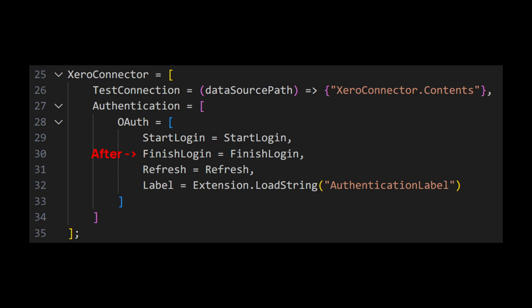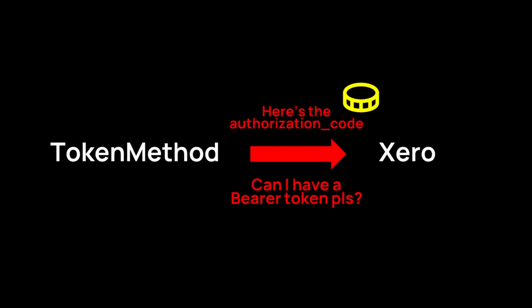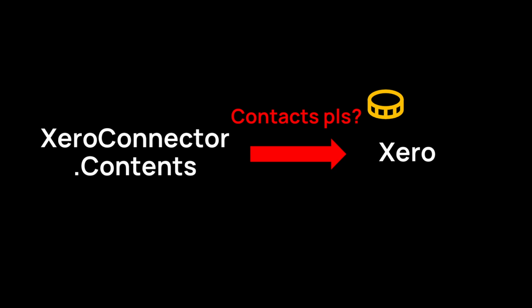Power Query will listen to the URL changes and trigger the finish login method. That method will extract the authorization code from the URL and then pass it to another method called token method. Oh man, so many methods. This new method will exchange the authorization code for an auth token, which Power Query will then use to authenticate the requests. Don't worry if this was too fast, here's a full review.